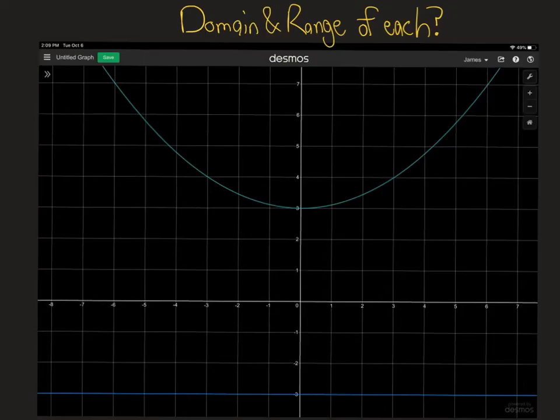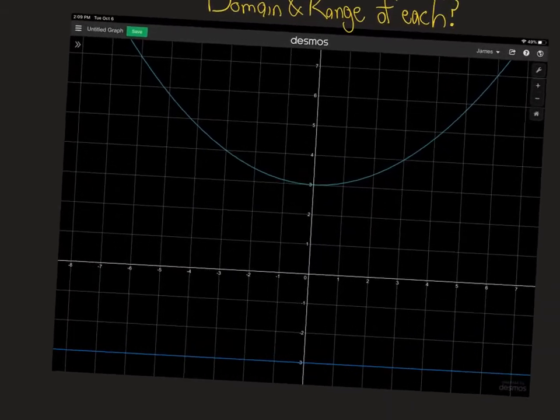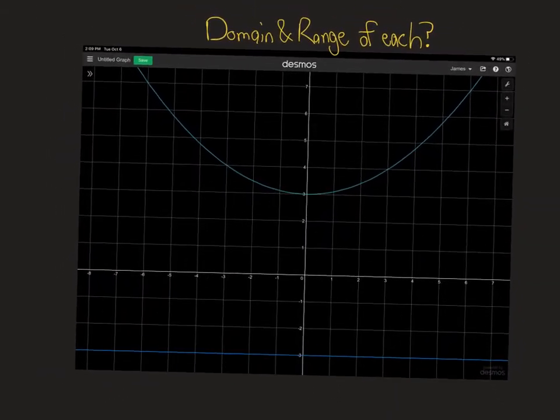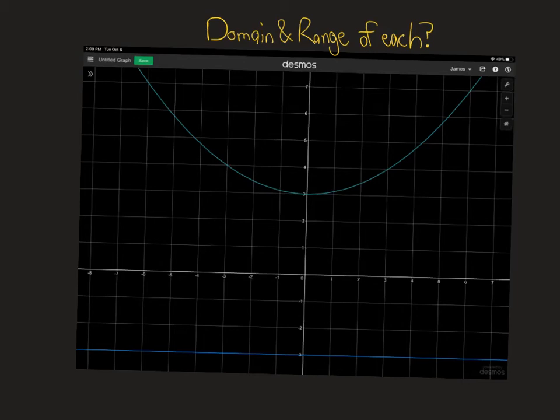All right. What is the domain and range for those two graphs? And I'm going to move that because it might be hard to see. The second one is that graph down at the bottom there. All right, go. All right, we're back. We'll call that one graph A and that one graph B.